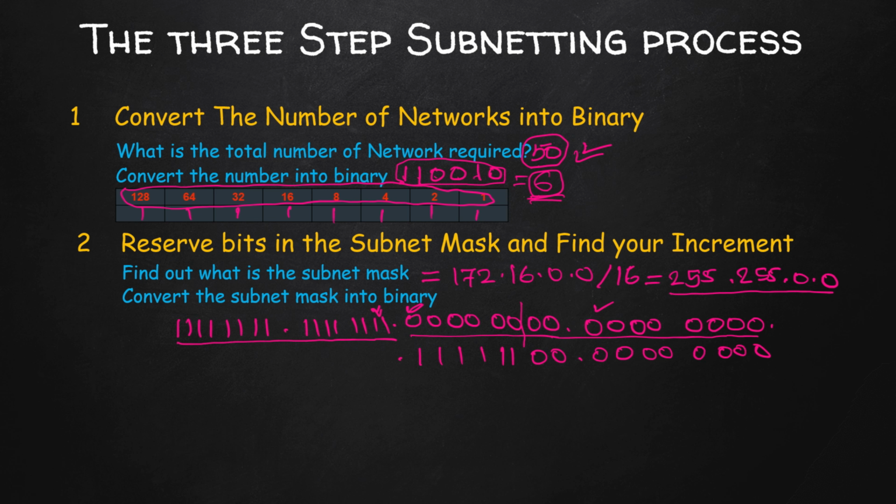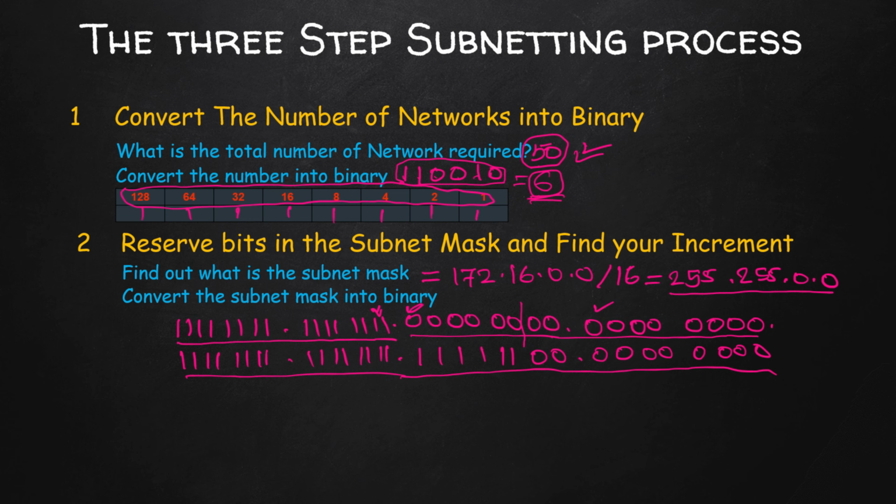And this portion will remain as it is, the network part. So 11111111 dot 11111111. Okay, so this is our new subnet mask we need to use in the subnetwork. Now the next step is to convert this into decimal.